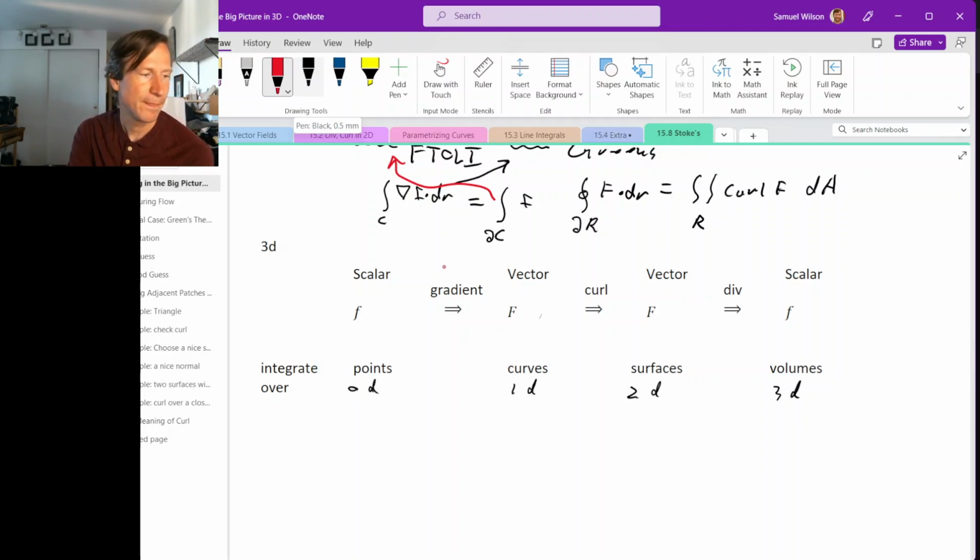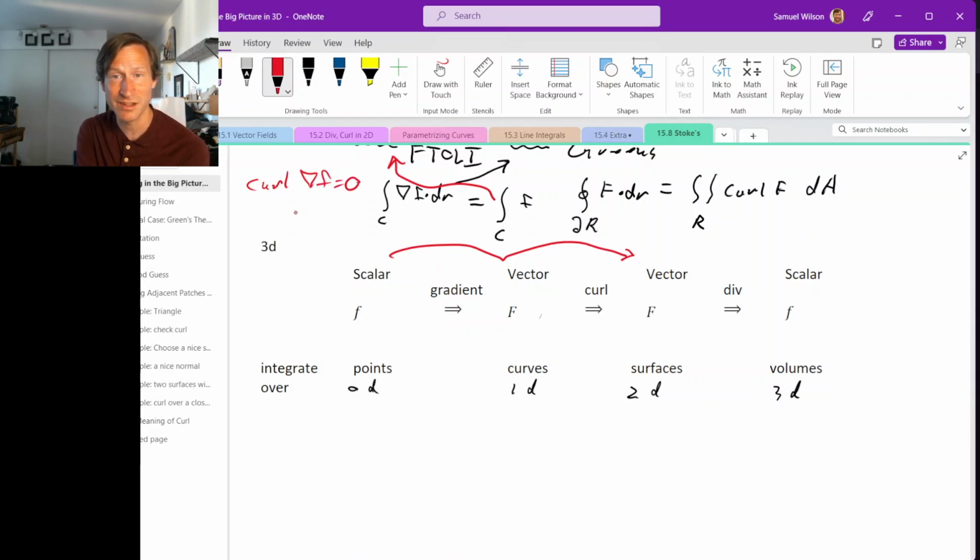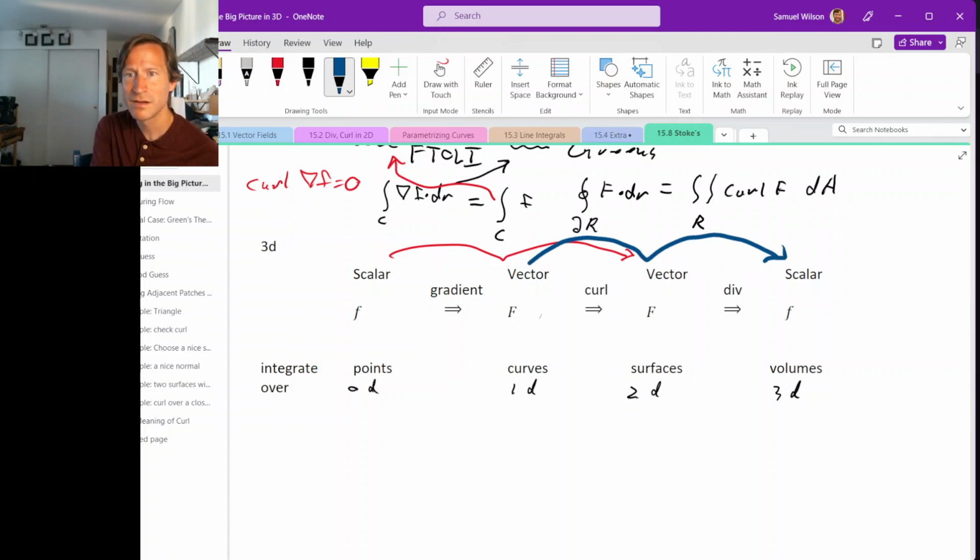So I have had you check in homework, I think, that if you start here and take 2 steps, you get 0. So that means that the curl of a gradient of a function is always 0, just like in the 2D case that we talked about a second ago. But also, if you start with a vector field and you do curl and then the divergence of that, you always get 0.